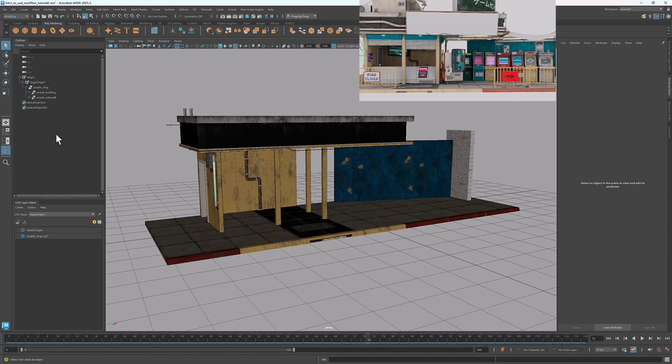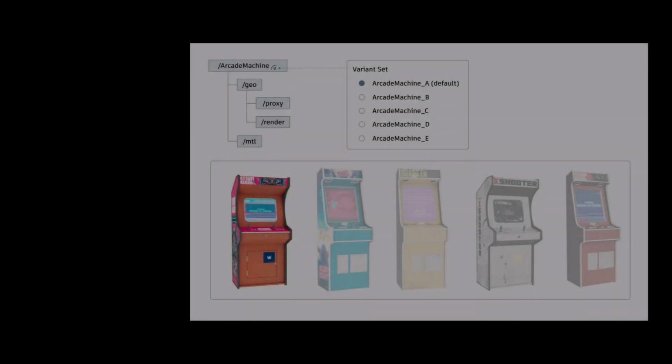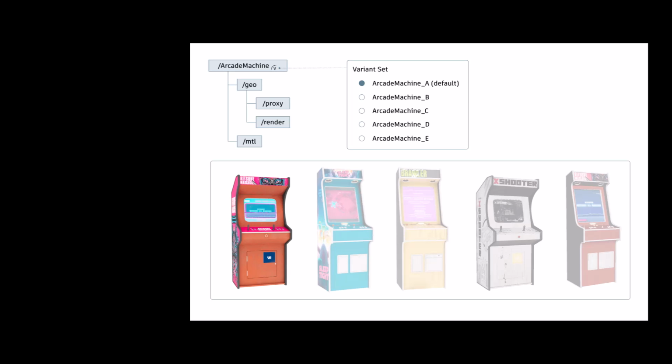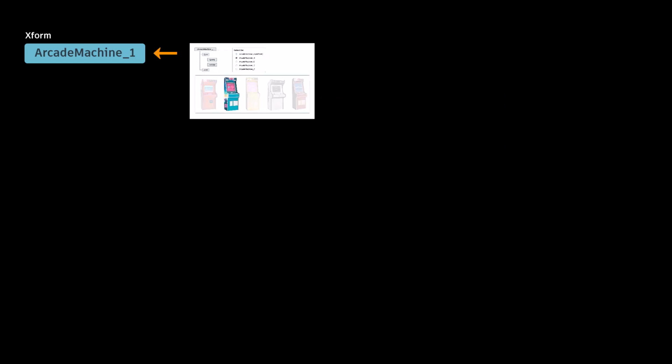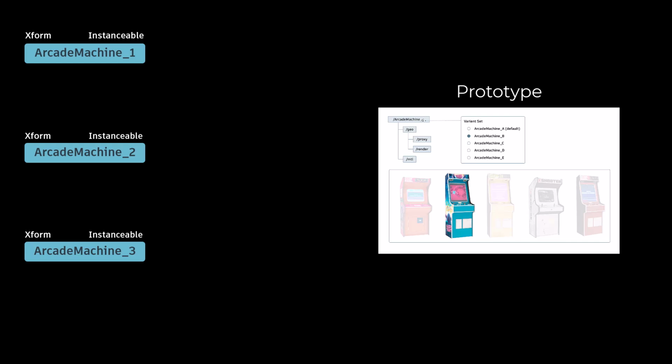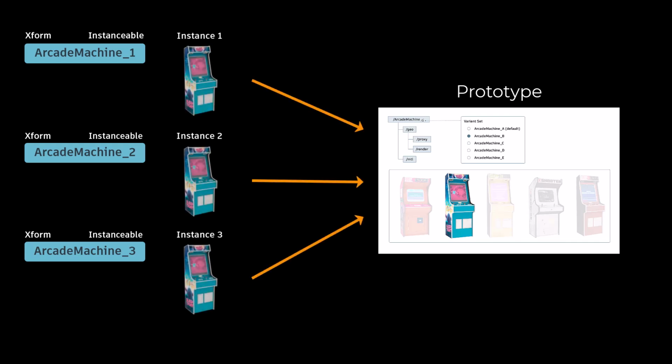If you want to create multiple copies of the same object, instancing is a great approach. Here's how it works. In the last tutorial, I showed a variant set of these arcade machines. If I want to make multiple copies of the blue arcade machine, I can create an Xform that references the variant set, set the variant to the blue one, mark it as instanceable, and then duplicate it. When identical objects are marked as instanceable, USD creates a prototype for this object in the background, and every copy is loaded as an instance. This saves memory, especially when you need a large number of identical objects.